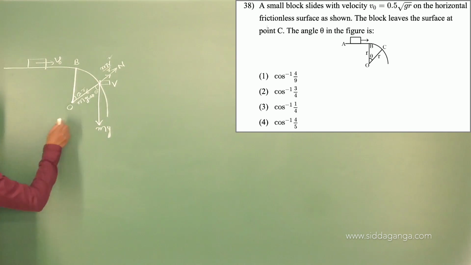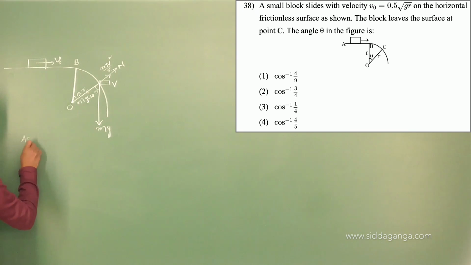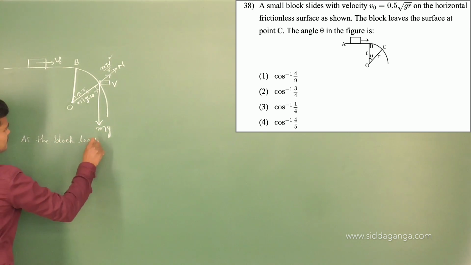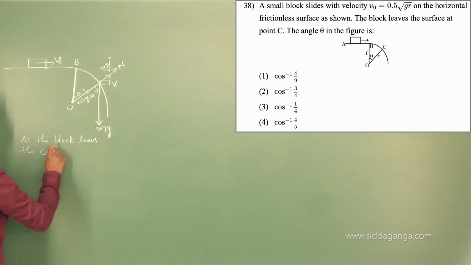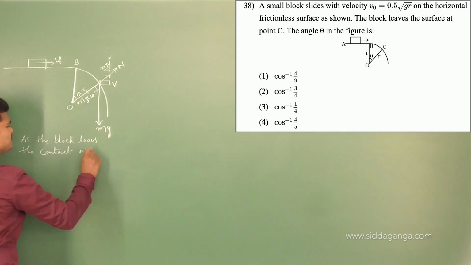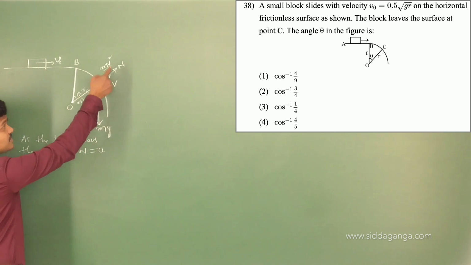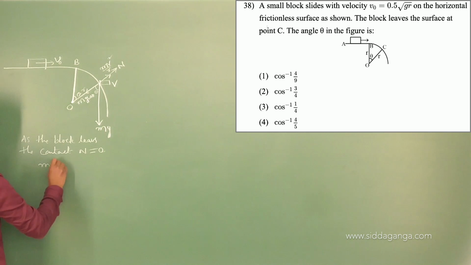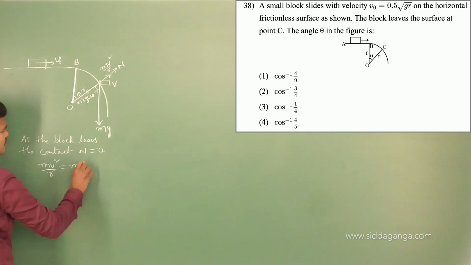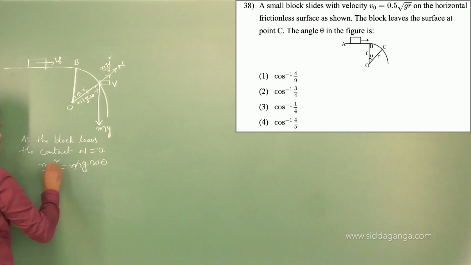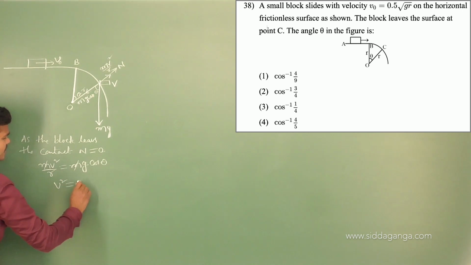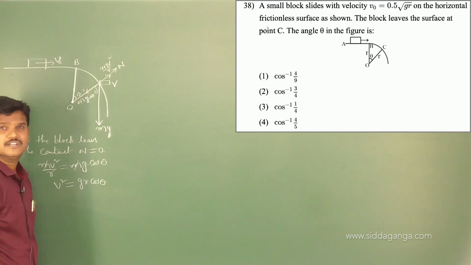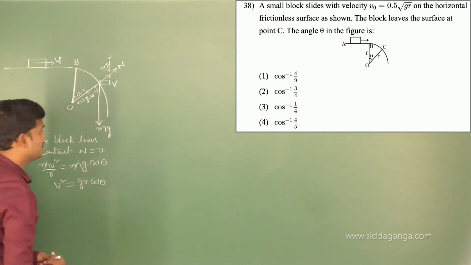But as the block leaves the contact, the normal reaction is 0. From this diagram, N plus mv square by r is equal to mg cos theta, but N is 0, so we can write mv square by r equals mg cos theta. So we get v square equals gr cos theta. Keep this equation as it is. So I got v square equals gr cos theta.